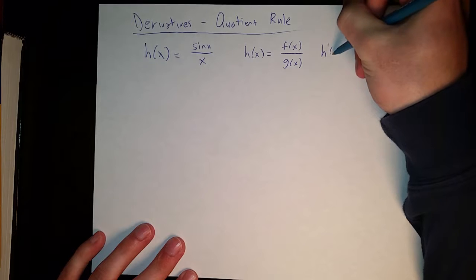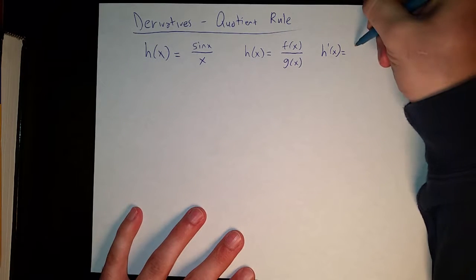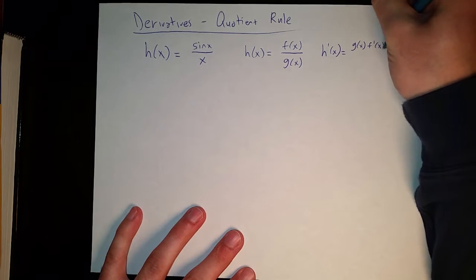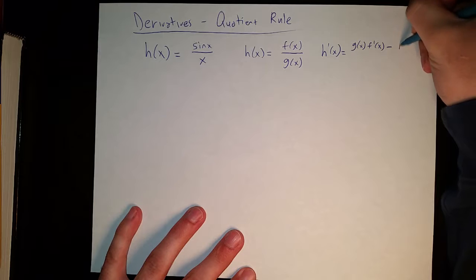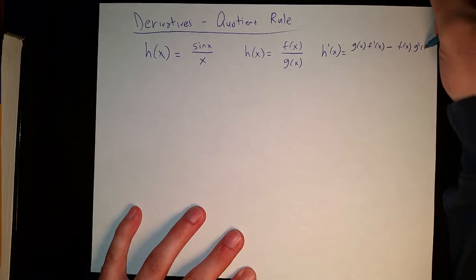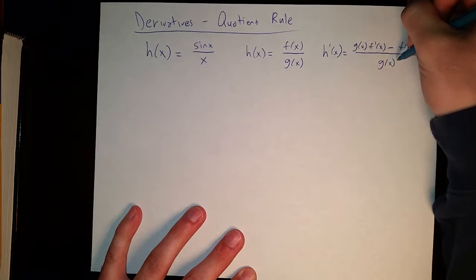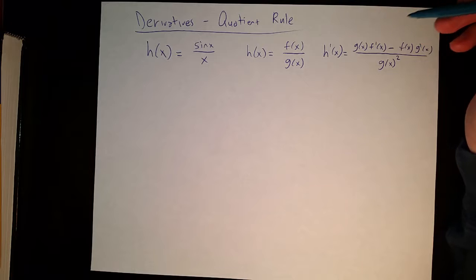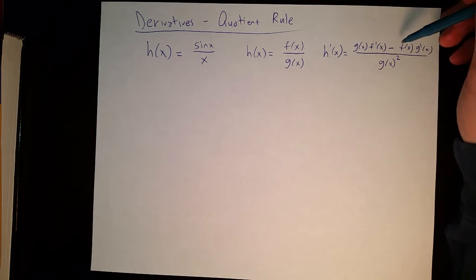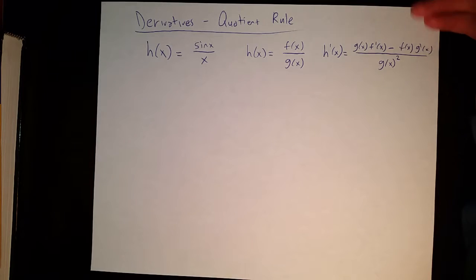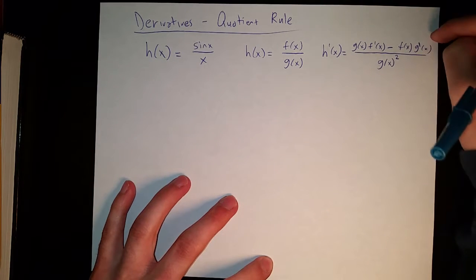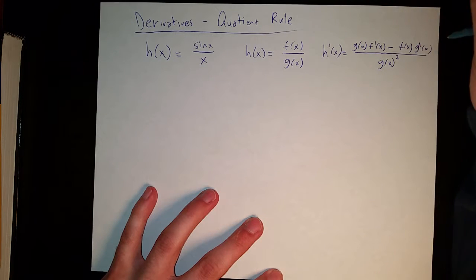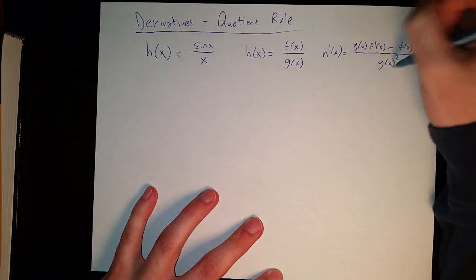So the derivative of h is equal to low d high minus high d low divided by low. Okay, so I said it the way that I remember it, but it's the derivative of the first times the second minus the first times the derivative of the second. The bottom times the derivative of the top minus the top times the derivative of the bottom, over the bottom squared.